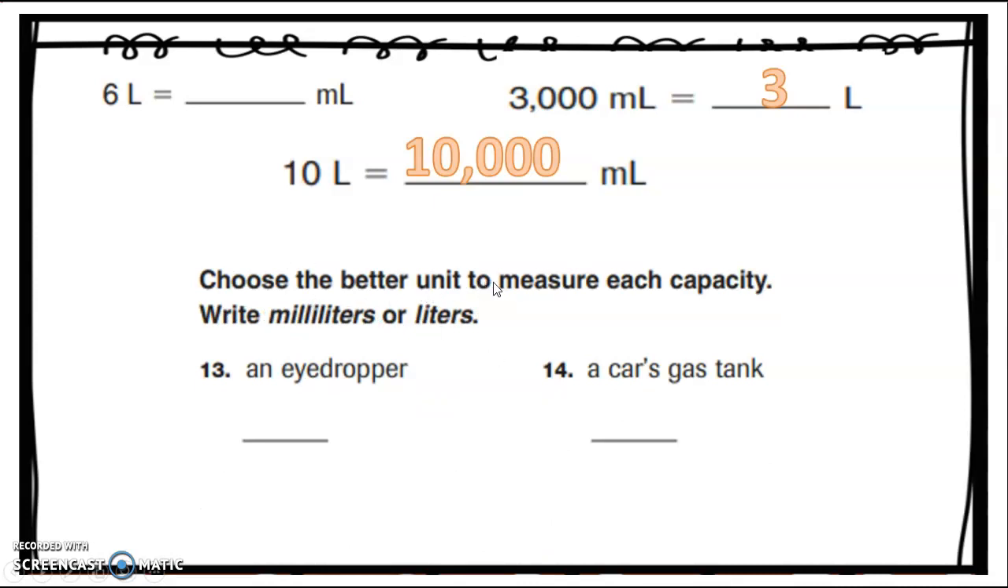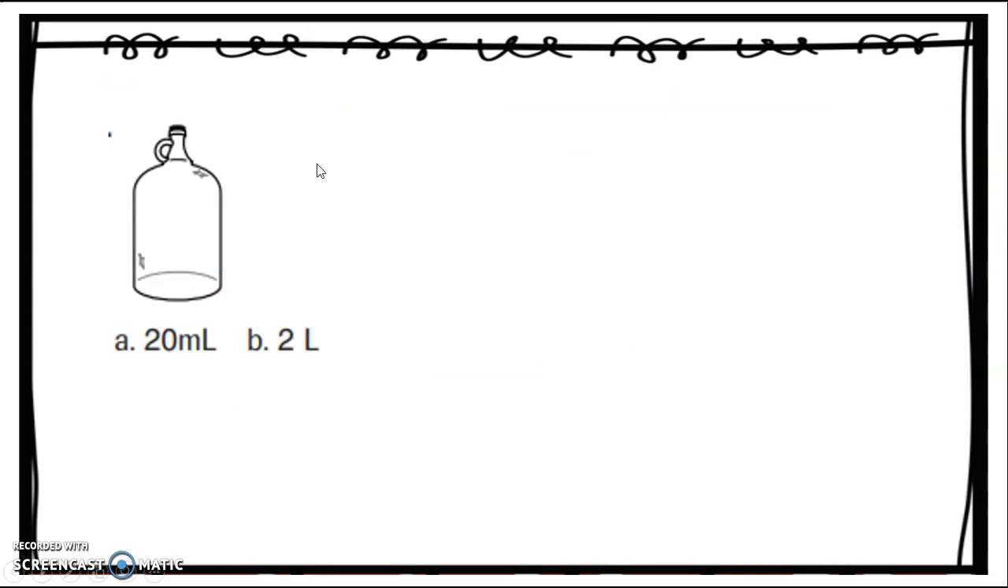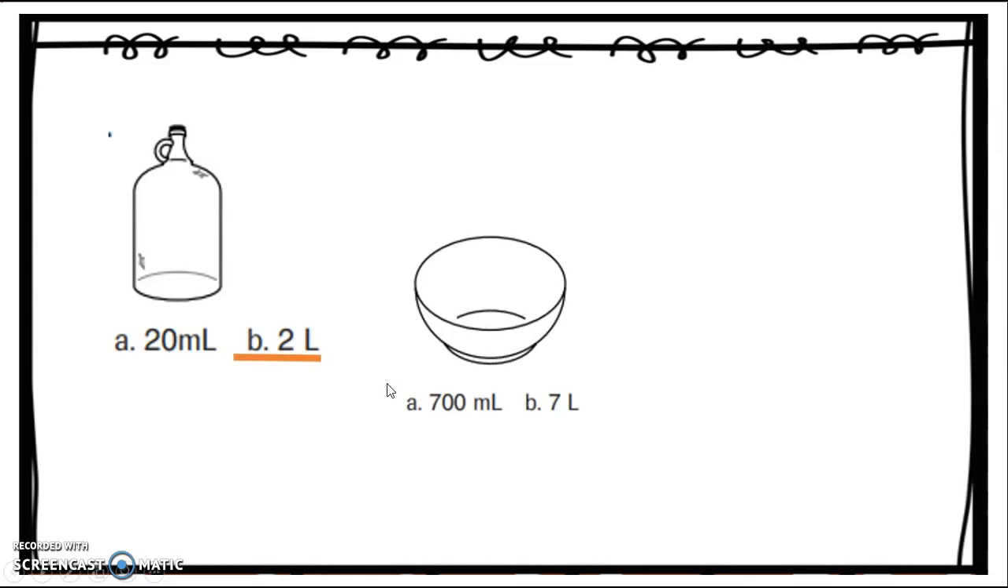Choose the better unit to measure each capacity. Write milliliters or liters. An eyedropper, again, would be milliliters. A car's gas tank would be liters. Which would be the better measure here? You have a jug here, big jug. Would it be 20 milliliters or 2 liters? Remember milliliters, think of eyedroppers. Correct answer, 2 liters.